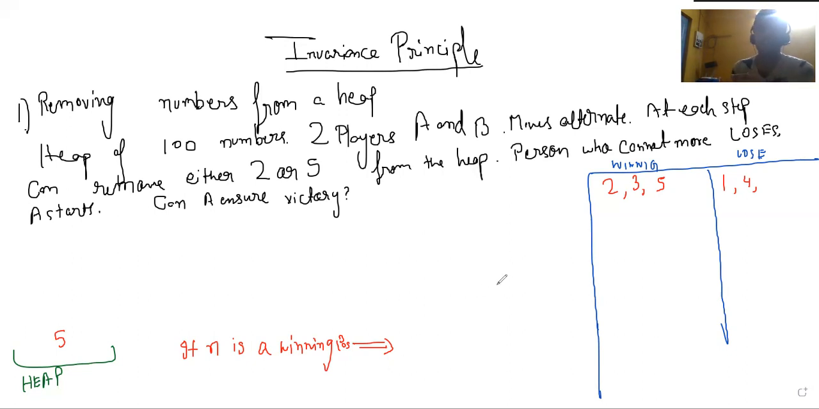What if I say n is a losing position? First of all, just answer what I'm asking here: if n is a losing position, what does the sentence even mean? N is a losing position. Everybody clear? Losing position means no matter what he does, he loses.